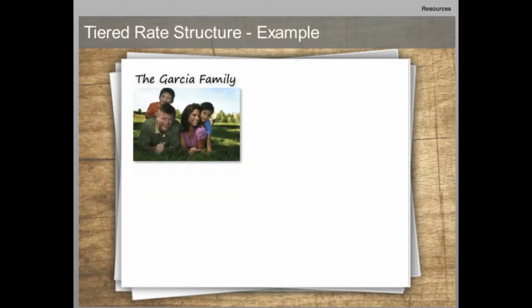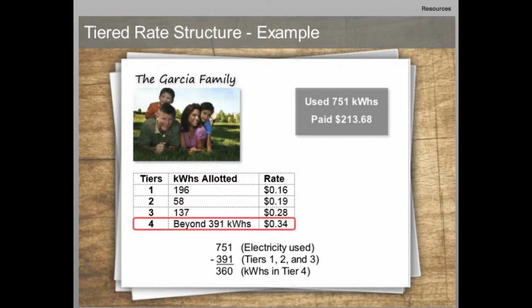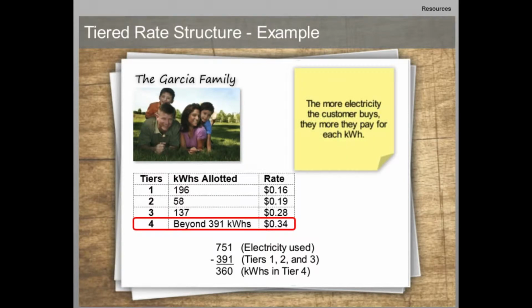During one billing cycle, the Garcia family used 751 kilowatt hours and paid the utility company $213.68. Here's the utility company's allotments and rates per tier for this billing cycle. Since they used 751 kilowatt hours, their usage extended to Tier 4. So, in essence, in a tiered rate structure, the customer is being penalized for being a good customer. Instead of getting a discount, the more electricity they buy, the more they pay for each kilowatt hour. That's the point you'll want to communicate to your customer.